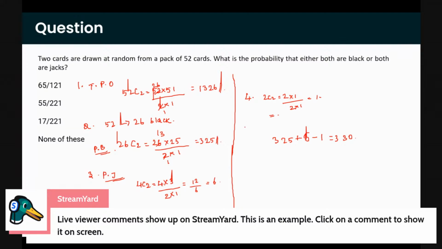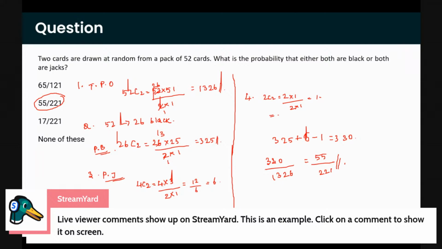Then now we are supposed to calculate the probability. The probability that either both cards are black or both are jacks. Favorable outcomes is 330. The total outcomes is 1326, which is equal to 55 divided by 221. So this is my final answer. 55 by 221. Got it? This is very much simple.